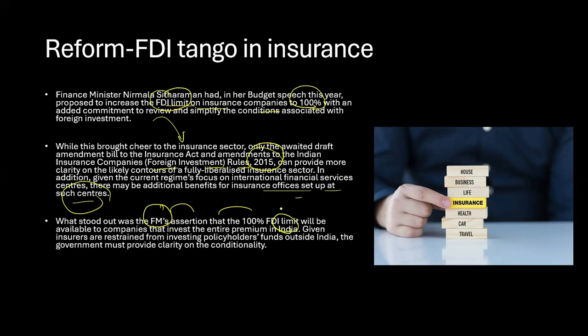So anybody who is investing in India is going to get this kind of benefit. The 100% FDI limit applies only if all the premium funds are invested within India. So it is only applicable if all the investments are done in India. If any foreign company is coming and investing majorly in India, then such people will get 100% insurance. That means if any of their investment is lost, then that will be covered by the government of India. Such kind of insurance is there.